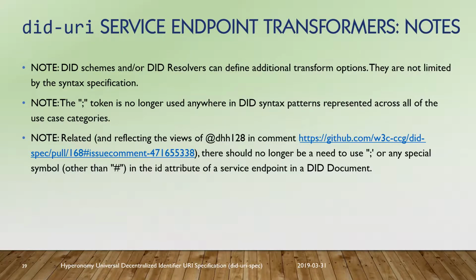So just a few notes. DID schemes and/or DID resolvers can define additional transformer options. They are not limited by the syntax specification. That's really key in terms of the open to innovation principle. The semicolon is no longer used or needed anywhere in the DID syntax patterns across all the use case categories. And a related comment is that inside the DID documents, we no longer need the semicolon. We can simply use # everywhere, because the semantics comes from the transformer.